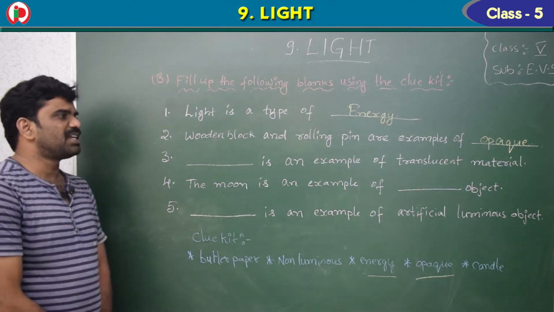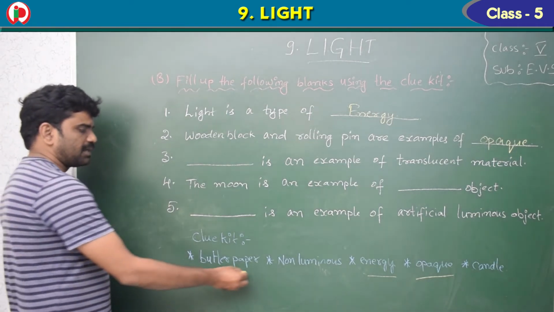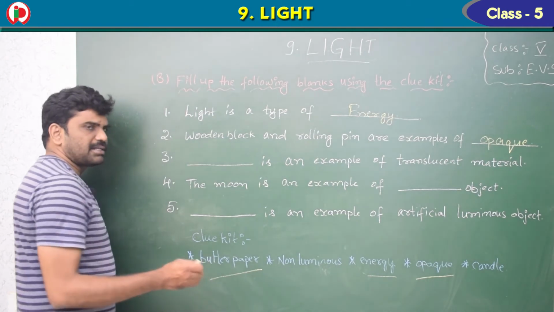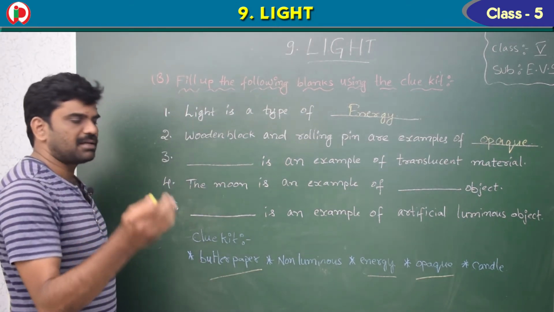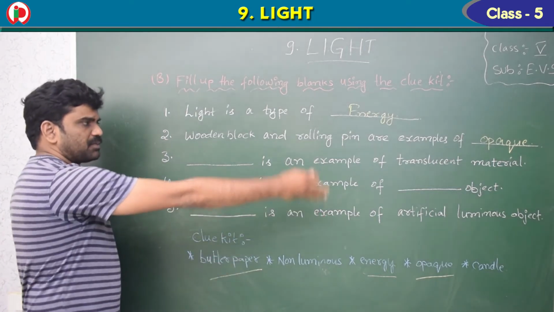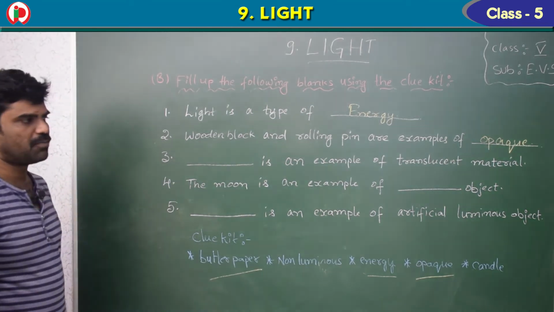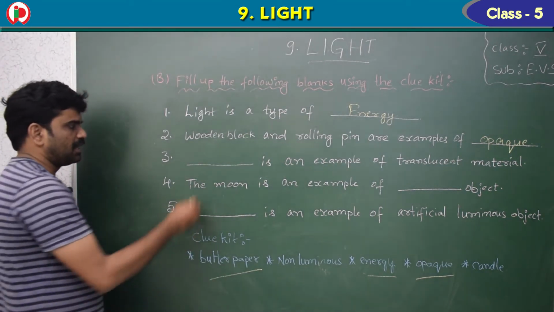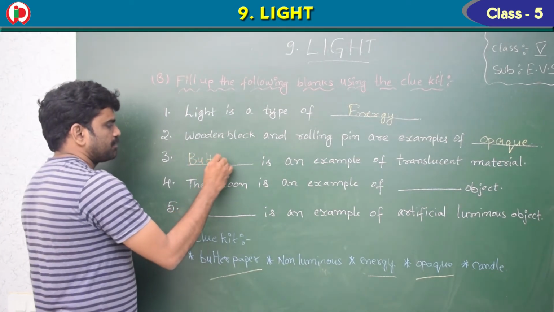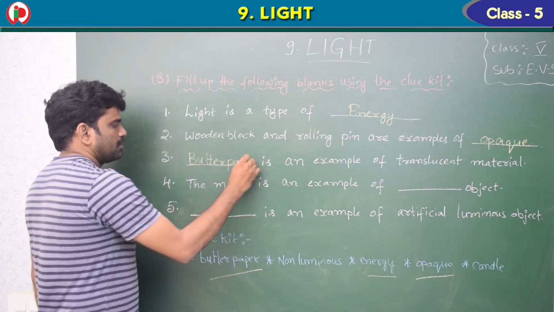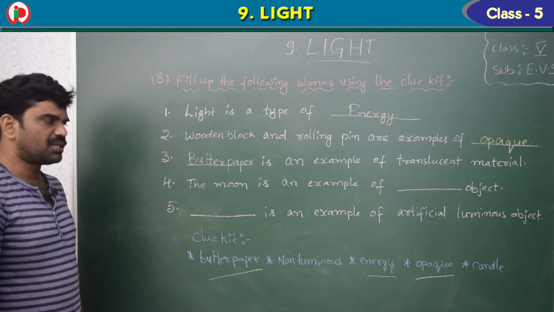Third one, dash is an example of translucent material. So what does translucent mean? Light can pass partially. Opaque means light does not pass. So opaque is over. Third one is, what is it? Butter paper. Butter paper is an example of translucent material. So I am writing here butter paper. Light passes through the butter paper partially.